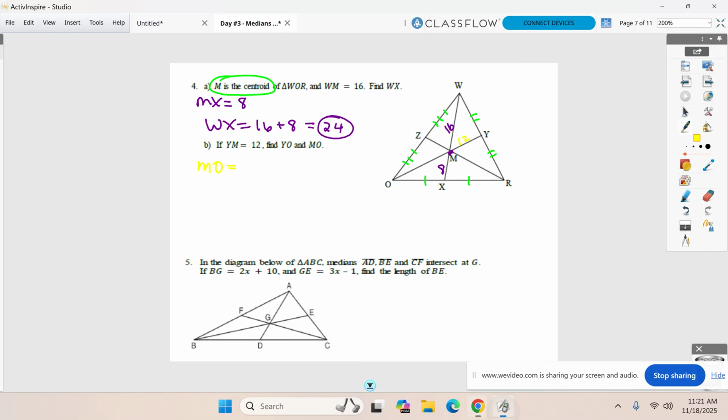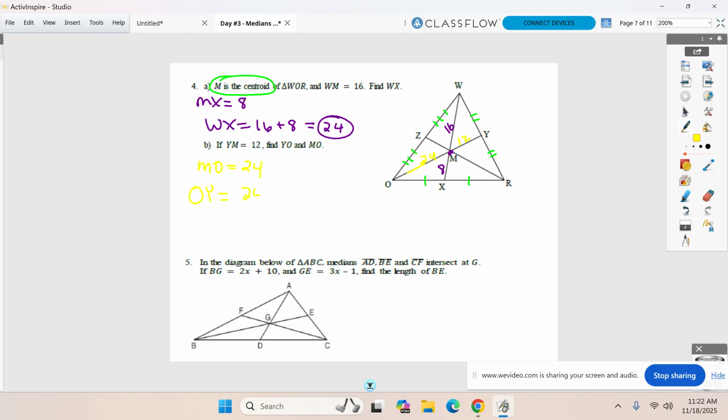Assad, how long is MO? 8. Well, that's 12. And remember, it's 2 to 1, right? Okay, 24. Good. Any questions on how we know it's 24? Remember, that piece from the vertice to the centroid is always the double part, the bigger one. And then put the two together.